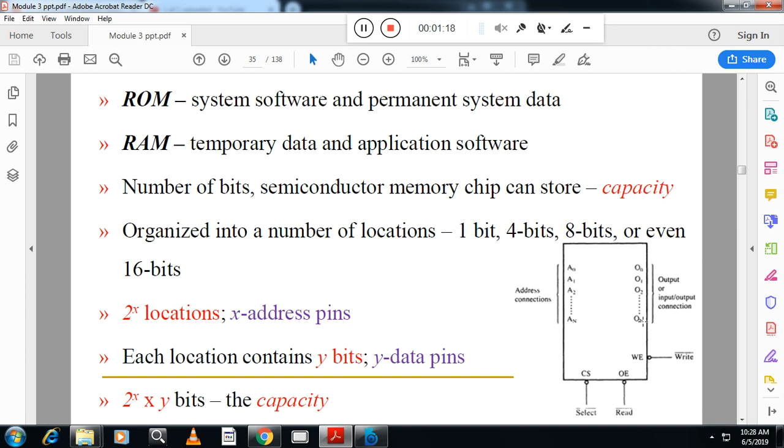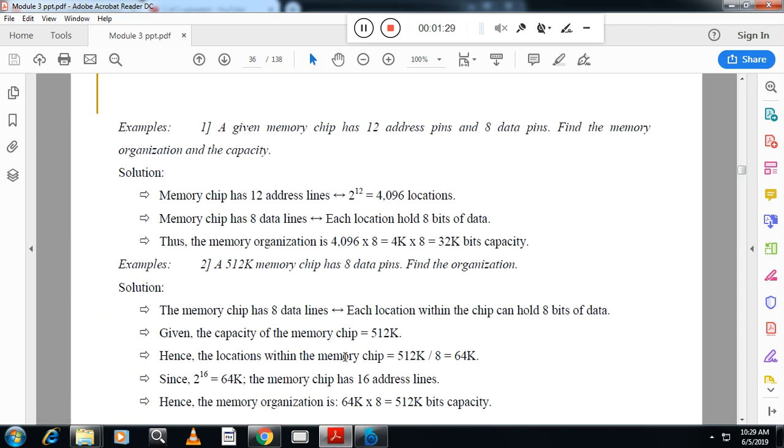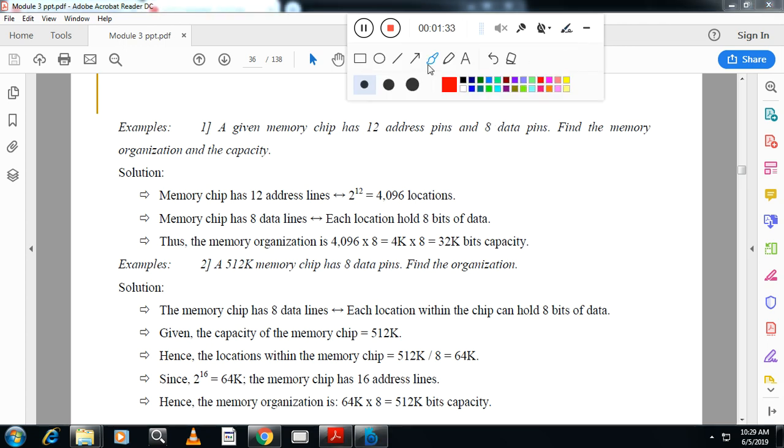So both data lines and address lines indicate the capacity of the memory. So the memory capacity is 2 raised to x into y, where x is the number of address lines and y is the number of data lines. That is the memory capacity. For example, let me explain this with an example. Here you see the given memory chip has 12 address lines and 8 data pins.